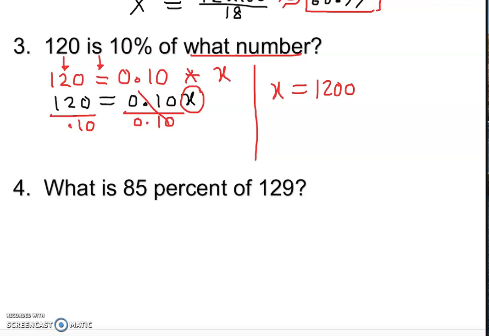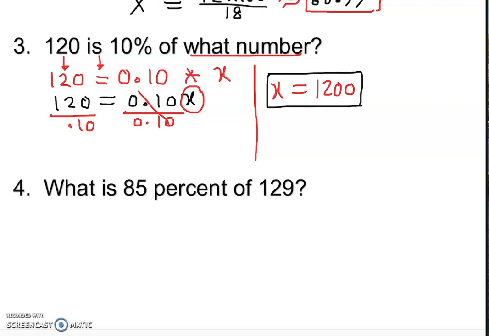Again, what number? So this is the number. We don't put any symbol. We are not looking for percentage, so that is going to be done on this one. It means 120 is 10% of 1200. That's what the question is asking us. All right, let's do number 4.